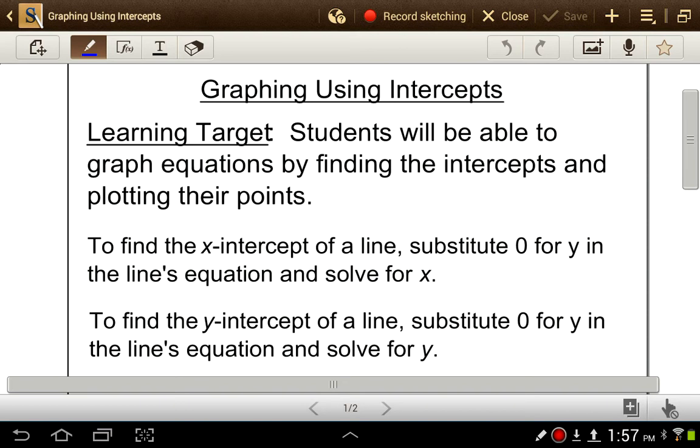To find the y-intercept of a line, you want to set y for, it's a mistake, let's make that y for the x in the line's equation and solve for y. Okay? So, again, pretty simple. It's going to be two steps. First you make the y 0, and that tells you what the x-intercept is. Then you make the x 0, and that'll tell you what the y-intercept is. Okay? You'll just solve for those.